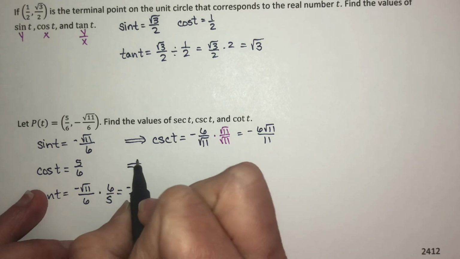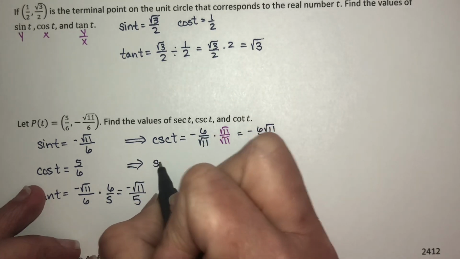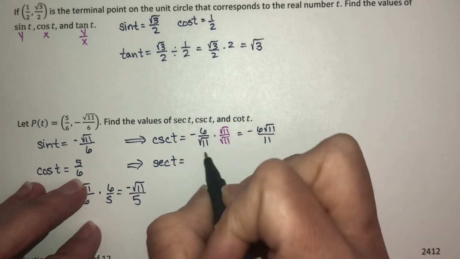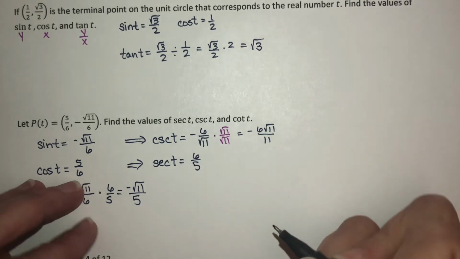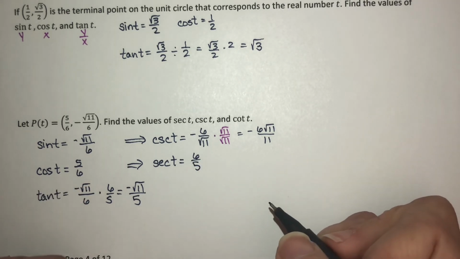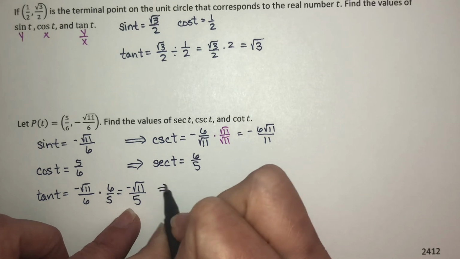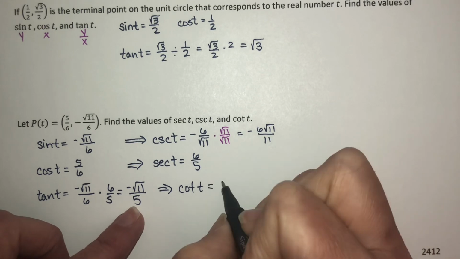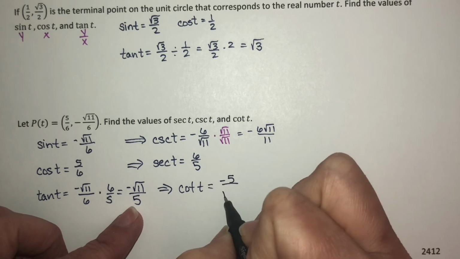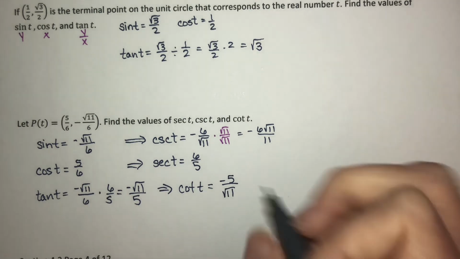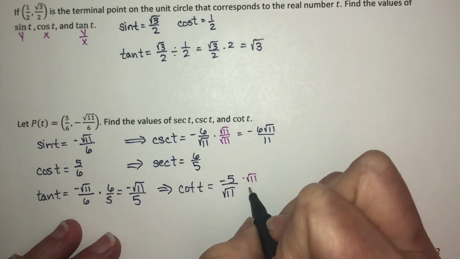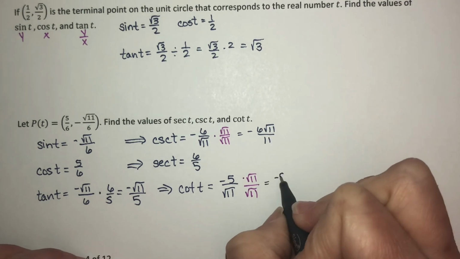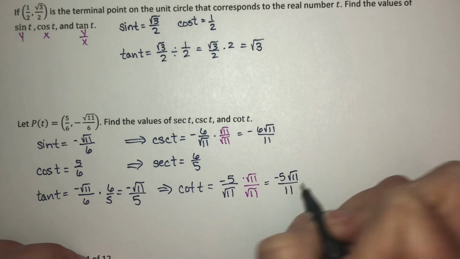Cosine, its reciprocal is the secant function. And so I get simply the reciprocal of 5 over 6, which is 6/5. And then the reciprocal of tangent is cotangent. So this would be negative 5 over the square root of 11. And you rationalize this to get negative 5 square root of 11 over 11.